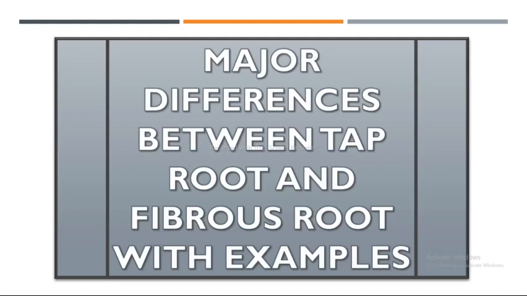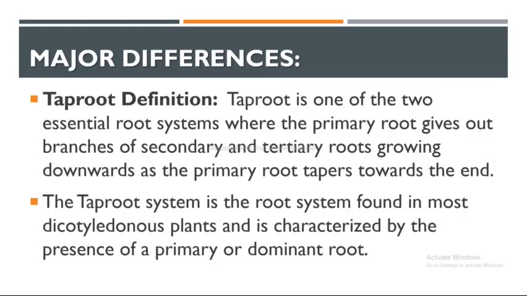So next I am going to discuss the major differences between the taproot and fibrous root with the examples. First I will discuss the major differences of taproot. Taproot definition. Taproot is one of the two essential root systems where the primary root gives out the branches of the secondary and tertiary roots growing downwards as the primary root tapers towards the end.